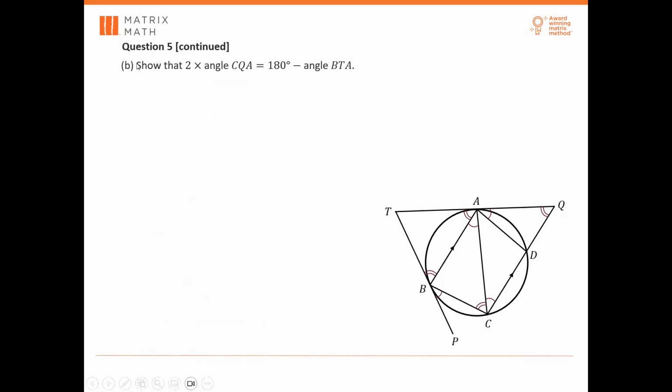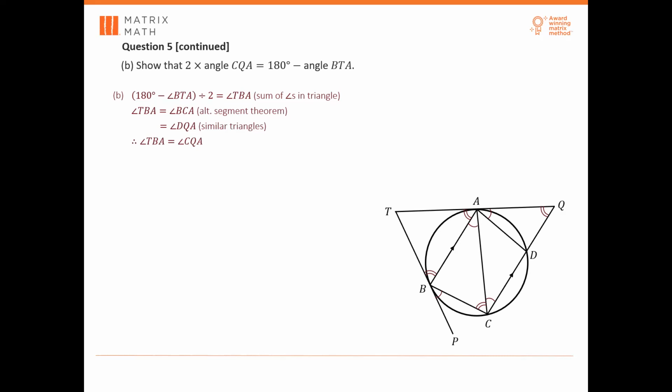Okay, part B, show that 2 times the angle of CQA equals the following on the right. So for part B is what we can write first. 180 minus the angle BTA divided by 2 equals TBA, the sum of the angles in the triangle. Okay, so before we go on, using alternate segment theorem, TBA equals BCA, right? And BCA equals DQA. So you can draw the conclusion that TBA equals CQA.